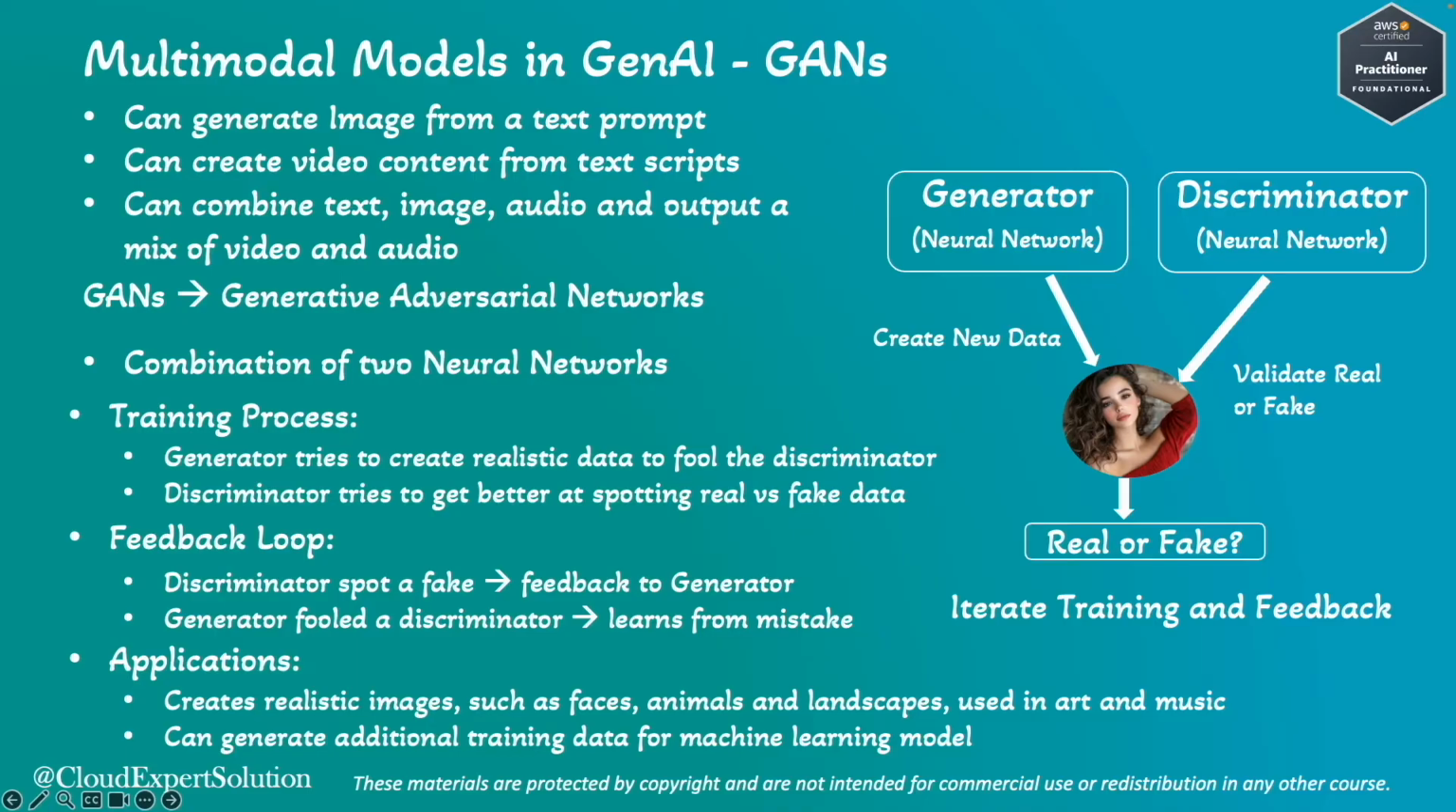It can create realistic images such as faces of humans or animals or even landscape pictures. It can also be used in art and music creation. It can generate additional training data for machine learning models. Let's say you have a training data set and that data set is missing some representation, or maybe you need to generate some more data. GAN can help you in that case.